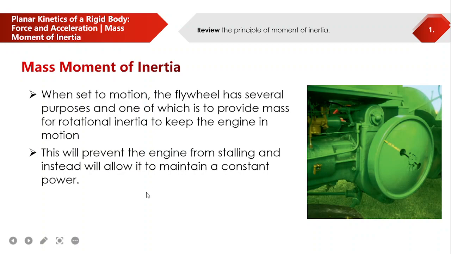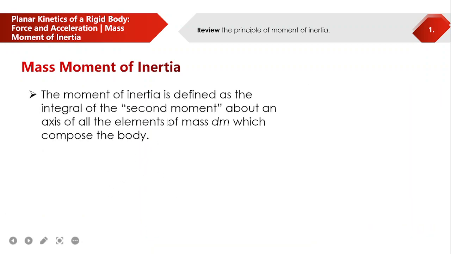So that is an application of mass moment of inertia, the flywheel on a tractor engine. The moment of inertia is defined as the integral of the second moment about an axis of all the elements of mass dm which compose the body. The formula to solve for the moment is the moment of inertia times angular acceleration. We already know how to compute the angular acceleration, so let's focus first on the mass moment of inertia.